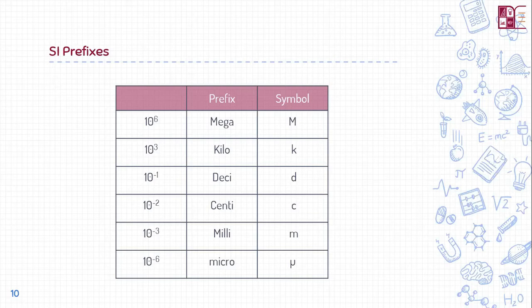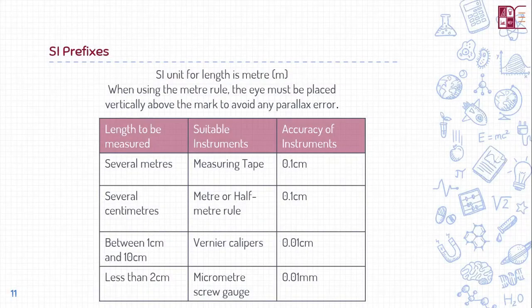So 10 to the power 6 is mega and the symbol is capital M. 10 to the power 3 is kilo and the symbol is k. 10 to the power minus 1 is deci and the symbol is d. 10 to the power minus 2 is centi and the symbol is c. 10 to the power minus 3 is milli and the symbol is small m. 10 to the power minus 6 is micro, and a flipped U is the symbol for micro.